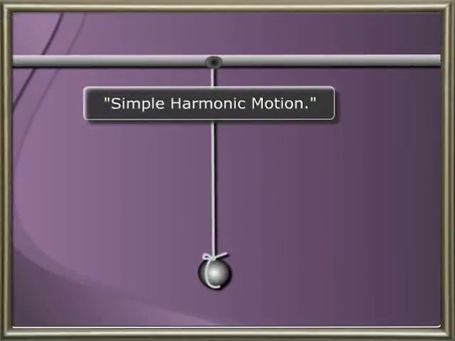The to and fro motion of a particle about a mean position on a fixed path, such that the acceleration of the particle is always directed towards the mean position and is directly proportional to the displacement of the particle from its mean position, is called a simple harmonic motion.